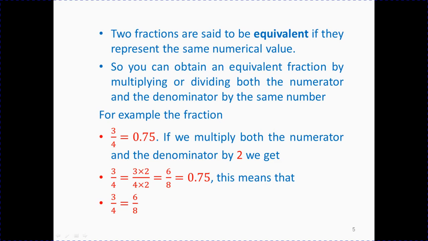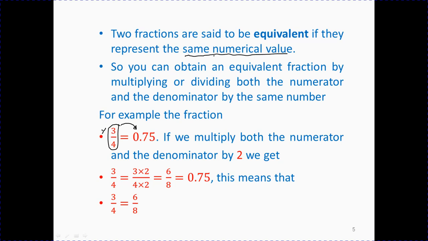Now, two fractions are said to be equivalent. When do we have two fractions equivalent? I have a condition: when they represent the same numerical value. What does that mean? It means that, for example, I have 3 over 4. This is a fraction. Now, if you use your calculator to find out how much is 3 over 4, you will find it is 0.75. But let's multiply both numerator and denominator by 2.